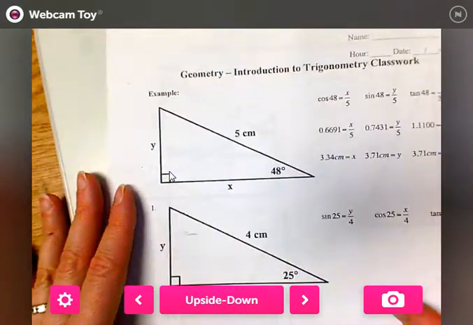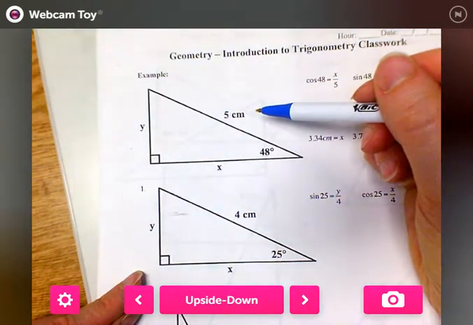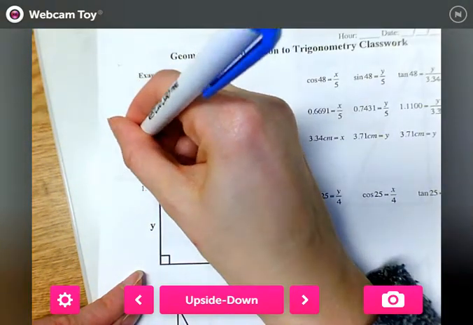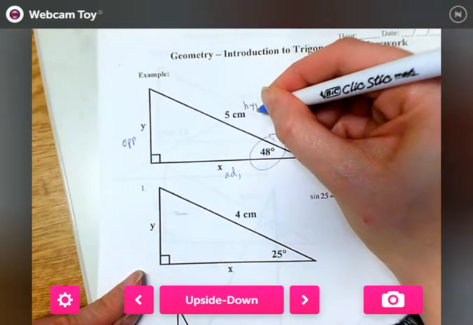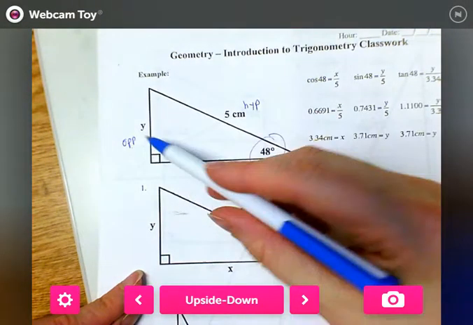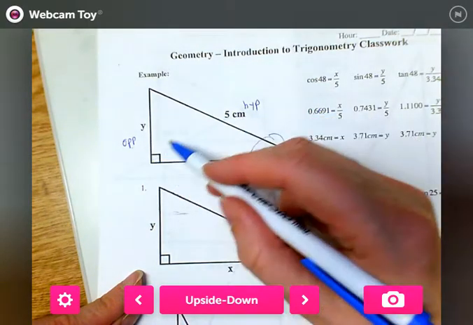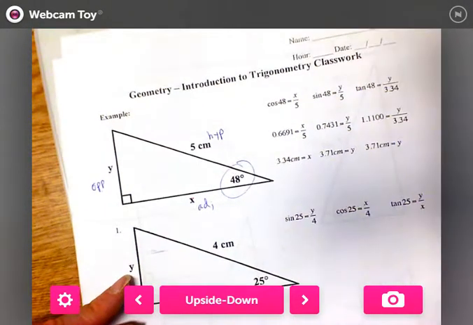So, we're starting with this picture right here. Okay? So, we've got y, x, and 5 centimeters. And this is 48. This is the opposite, adjacent, and hypotenuse. Remember, opposite is always across, adjacent is next to, and the hypotenuse is always across from the 90 degrees.